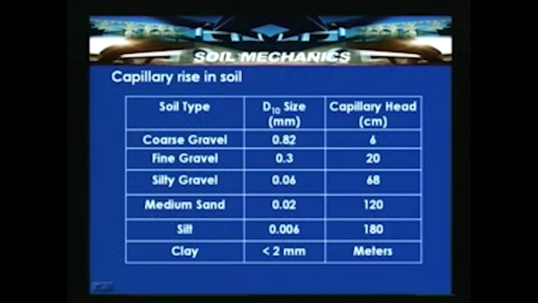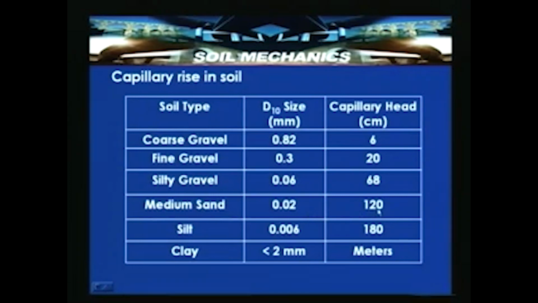So, when you consider different soils, let us look at how, with different effective particle sizes, they can rise above the groundwater table and remain saturated. Say coarse gravel, a typical coarse gravel having a D10 of say 0.82 mm, can have a capillary head, that is HC, of about 6 centimeter only. Fine gravel at 0.3 mm can have a 20 centimeter capillary head. Silty gravel at 0.06 mm can have a capillary head of around 68 centimeter.